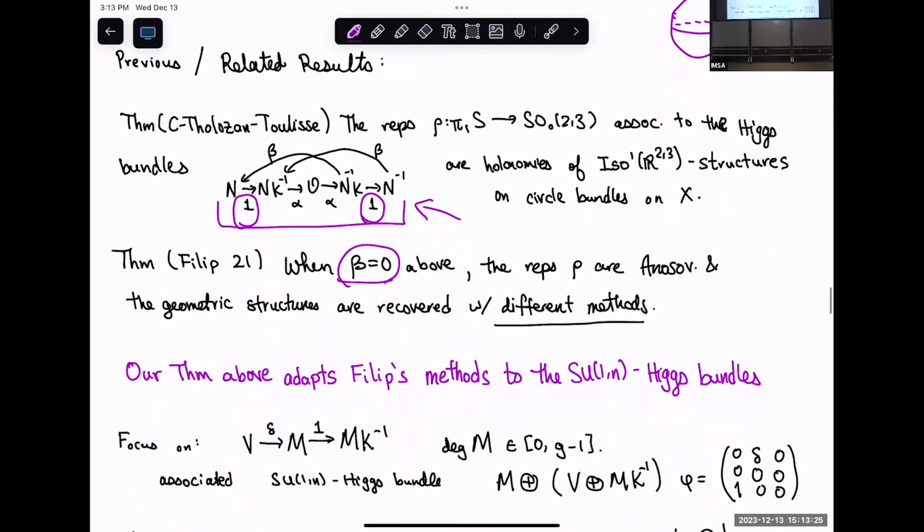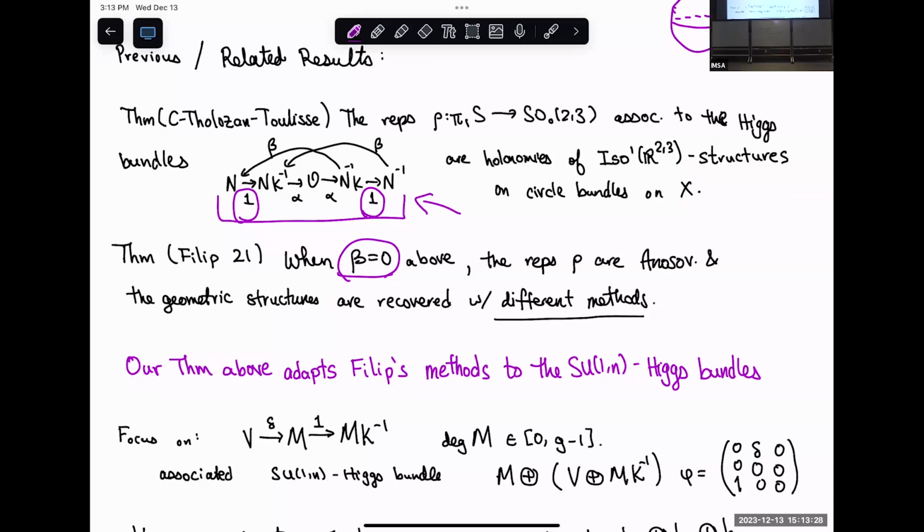Okay, so let me tell you a bit about how that works. So I'm going to focus now. Remember, we started with this general Slodowy slice thing. Now we're just going to focus on these very specific Higgs bundles, where the degree of M is between 0 and g minus 1. And the associated SU1N Higgs bundle is the following thing. It's M, that's my rank 1 thing, plus my rank N thing, which is a direct sum of a rank N minus 1 thing with a rank 1 thing. Okay, and with respect to that decomposition, my Higgs field looks like this.